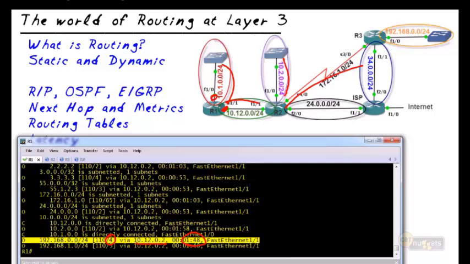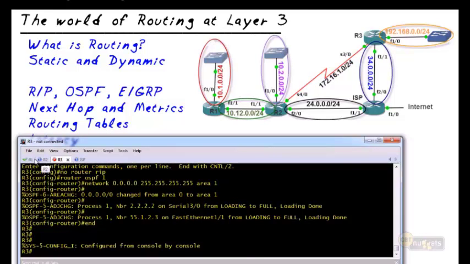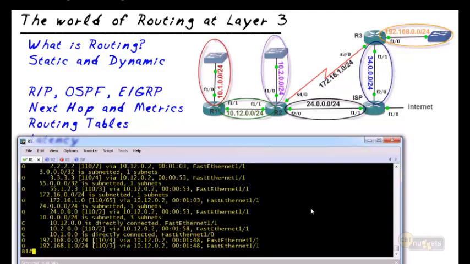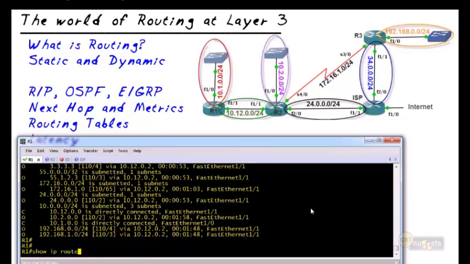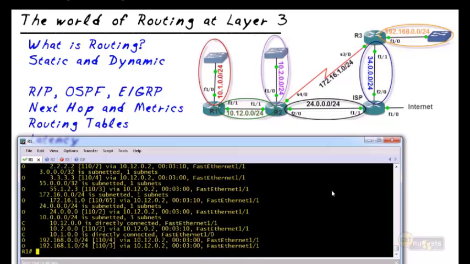So on R3, if I simply said stop, R3 in the background just died, so he's dead. If I go back to R1 and I say, dear Mr. R1, tell me about your routing table again, the show IP route, look at that, it's still there.